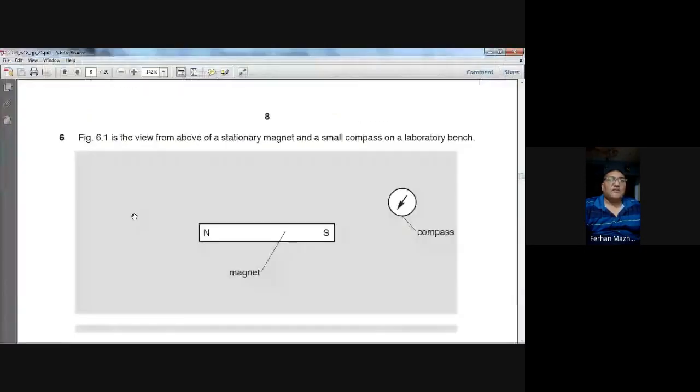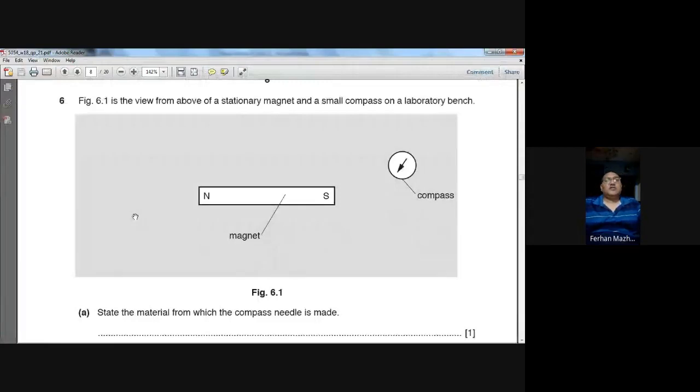Okay, now we are moving to the next question, which is question number 6. Figure 6.1 is the view from above of a stationary magnet and a small compass on a laboratory bench. Okay, so this is a bar magnet and this is a magnetic compass. State the material from which the compass needle is made. This compass needle is a permanent magnet. So it's normally made of steel, because steel is the material which is used to make the permanent magnet. So it's a 1-mark question. The answer is steel. You only have to state the name of the material.